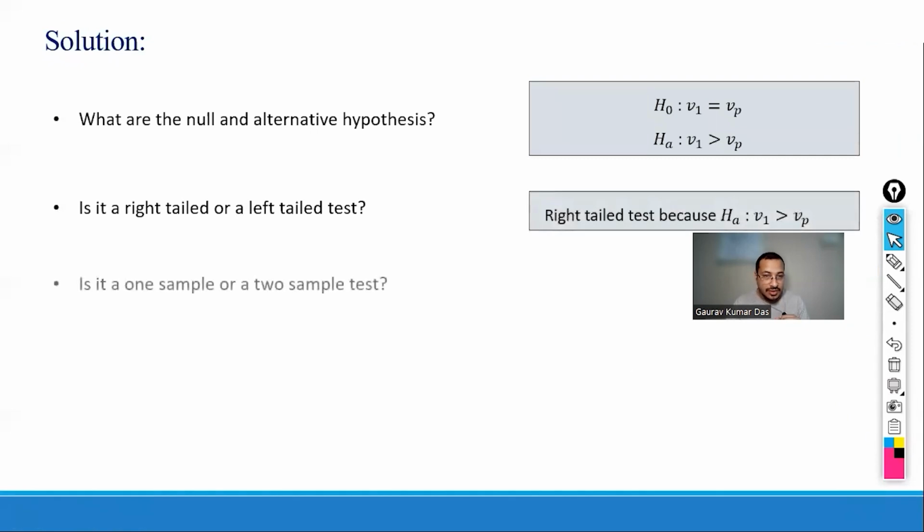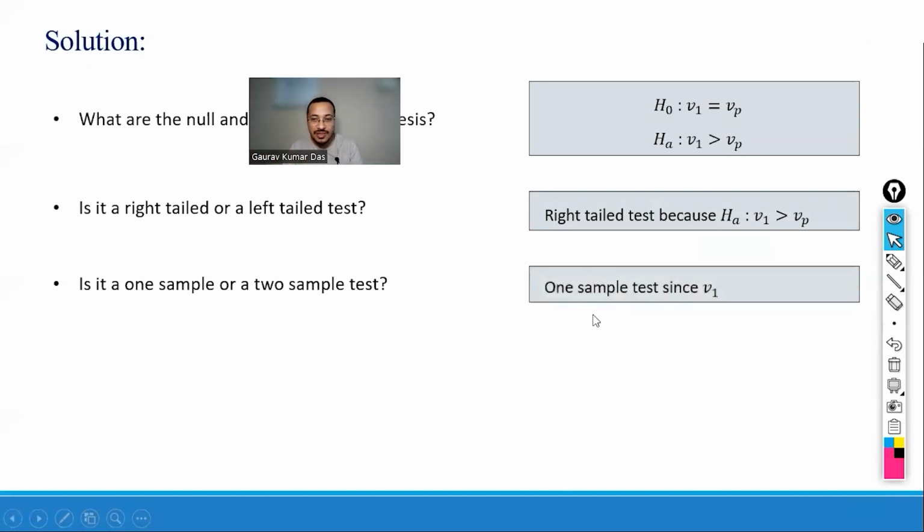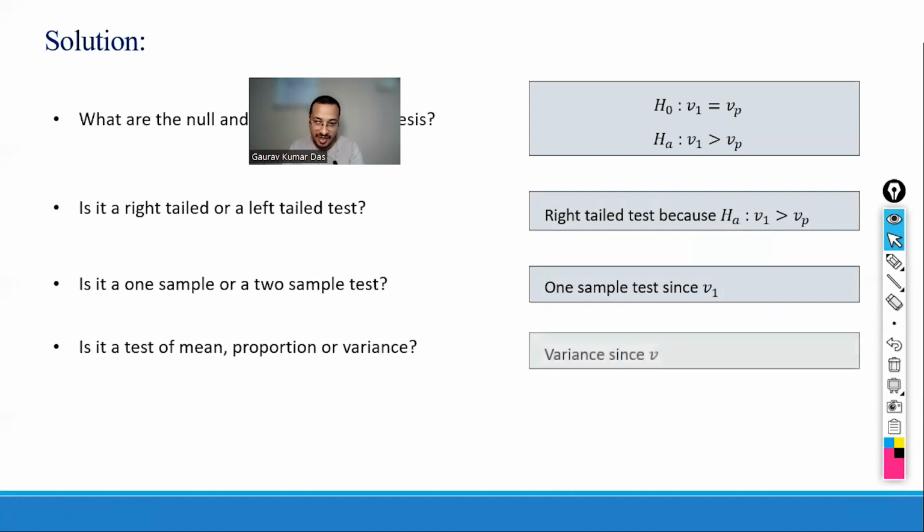Right-tailed test. So next, is it a one sample or a two sample test? This is a one sample test. Why? Because we're talking about one sample. The other sample is the population. We're comparing with the population. One sample test. Is it a test of mean, proportion, or variance? It's a test of variance.